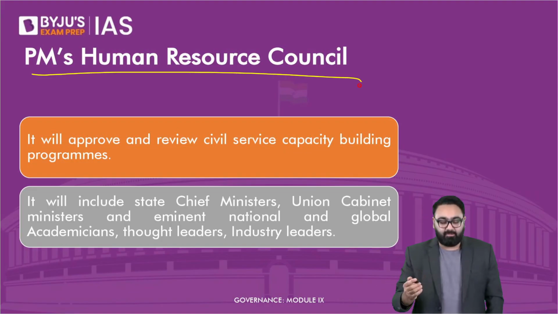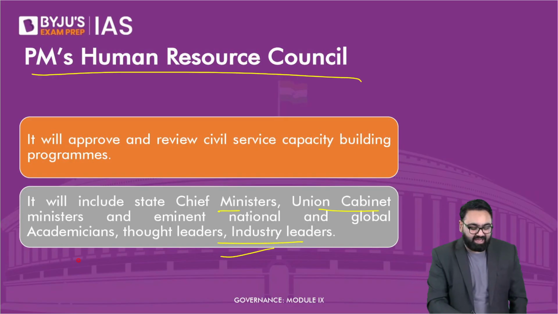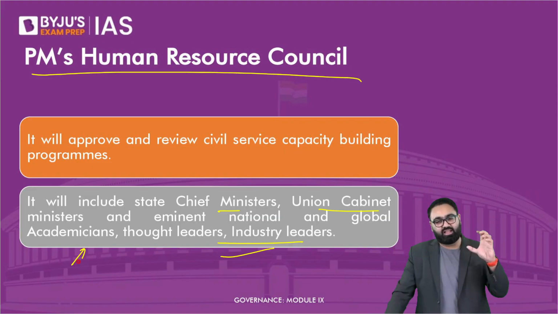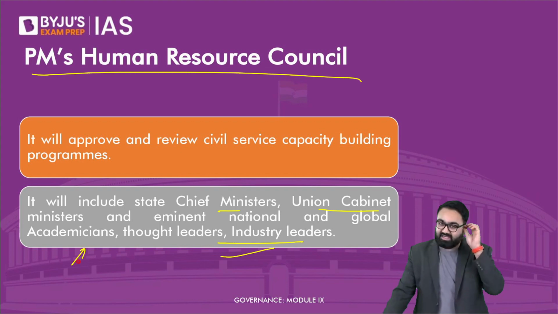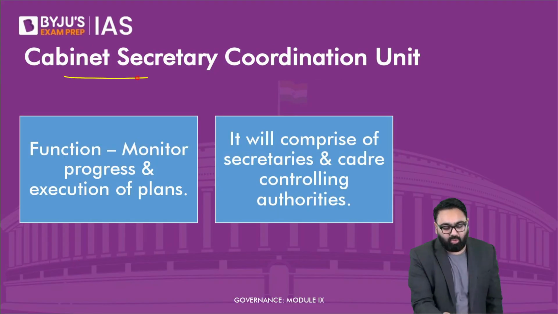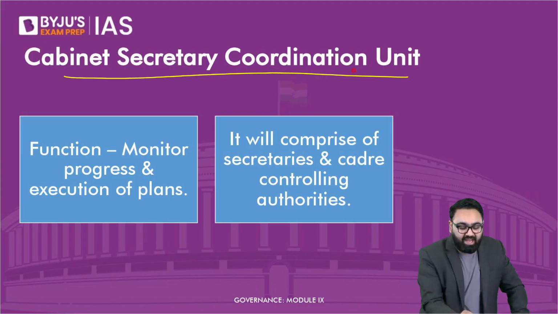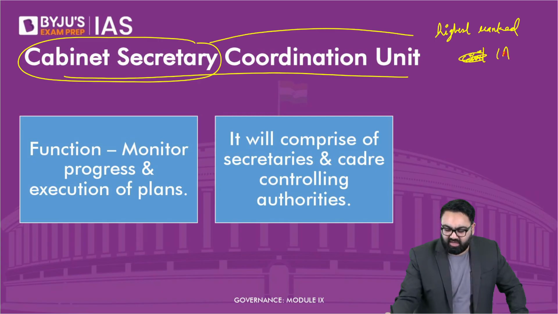It will have the Prime Minister, Chief Ministers, Cabinet Ministers, and even people from industry and academicians. At the very top, the PM Human Resource Council takes the final decision on how the Mission Karmayogi portal is running, keeping a track of officers, etc. Below them, we will have the Cabinet Secretary Coordination Unit. Cabinet Secretary, as you should know, is the highest ranked civil servant in the country. Highest ranked IAS officer in the country.